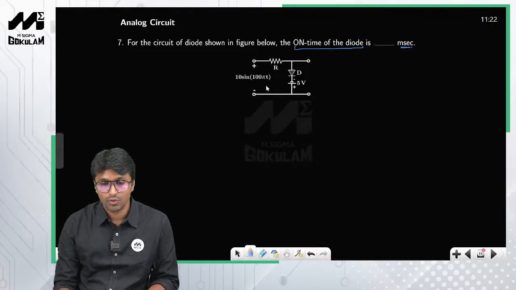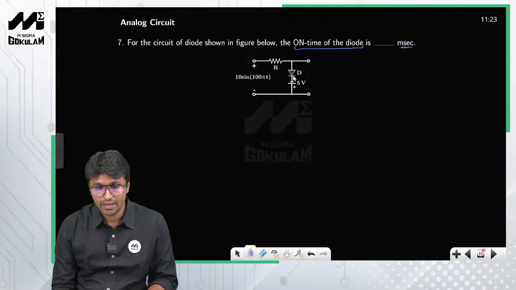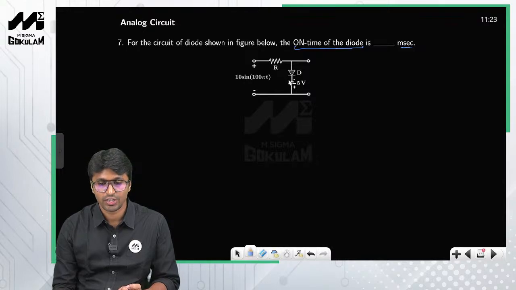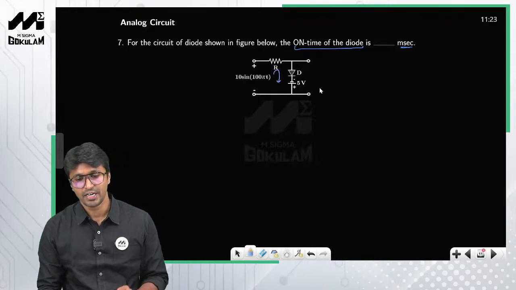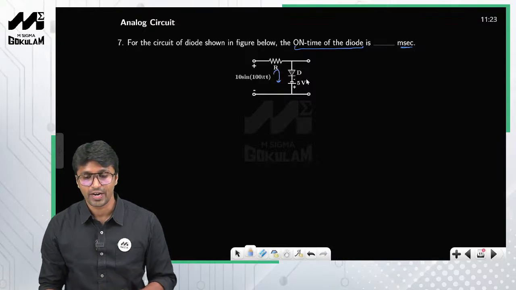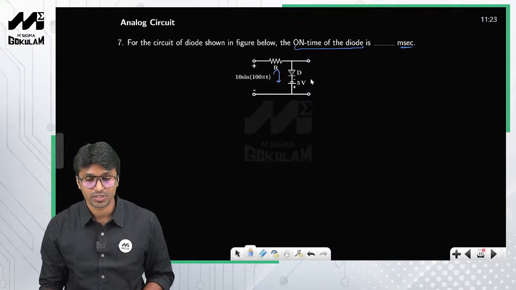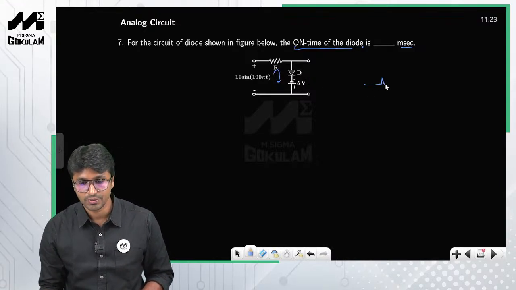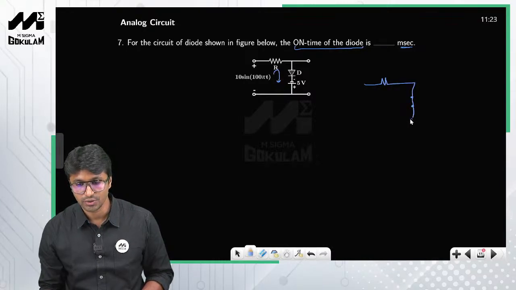Okay, now look at this one. I want to find out the duration in which this diode will be on, right? There is no information given regarding the diode, so I'll assume it to be an ideal diode, right? So what will be the condition for this diode to be on? Let us apply the short circuit test. So I'll assume the diode to be on, right? So I am replacing the diode with the short circuit. So I have replaced the diode with the short circuit.